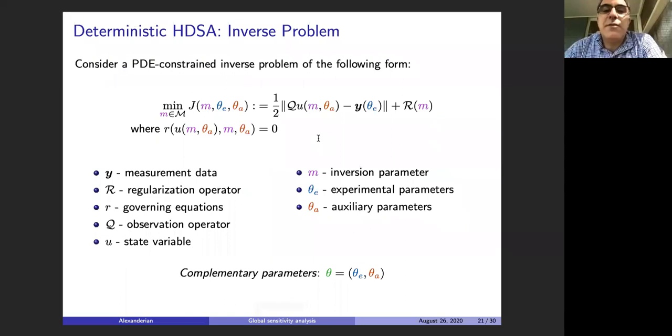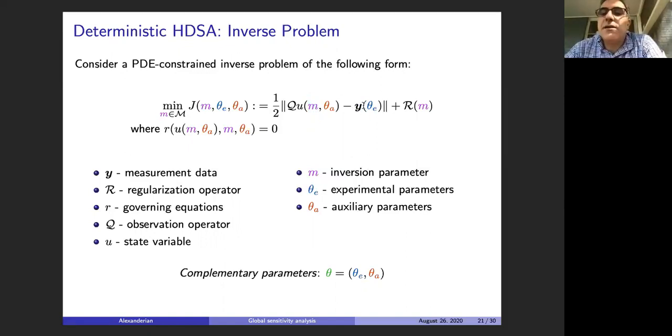So what's an inverse problem? Let's note, in an inverse problem, I have a computational model and data. And the goal is to estimate a parameter m, the inversion parameter. It could be a scalar, vector, or a function. In what I usually do, it's a function. So you want to find a parameter such that the output of your computational model is close to the measured data.